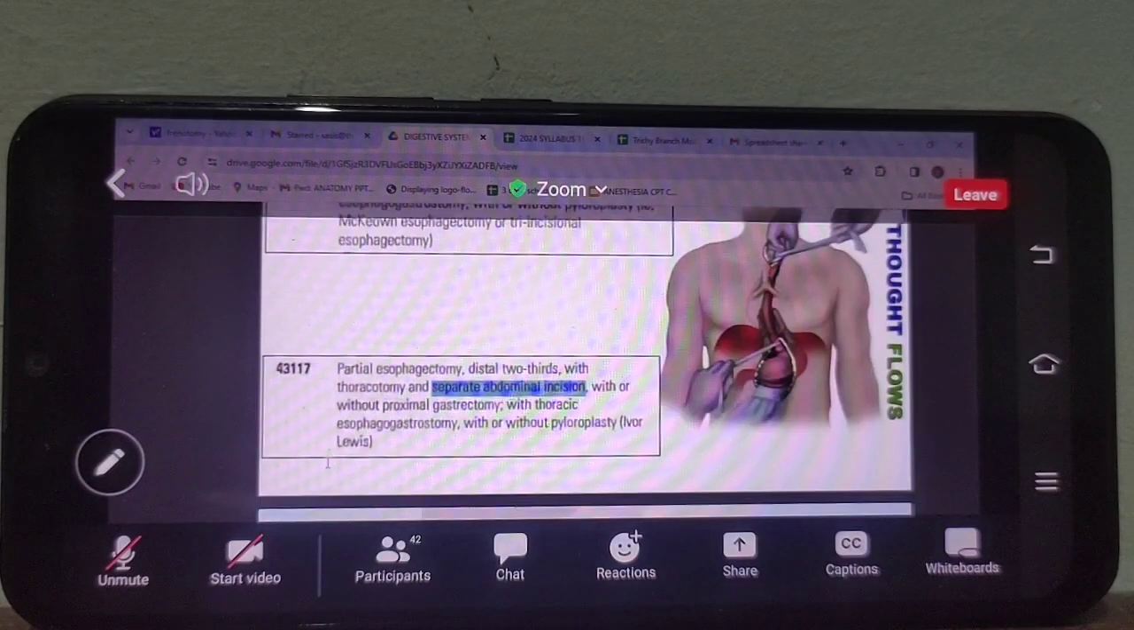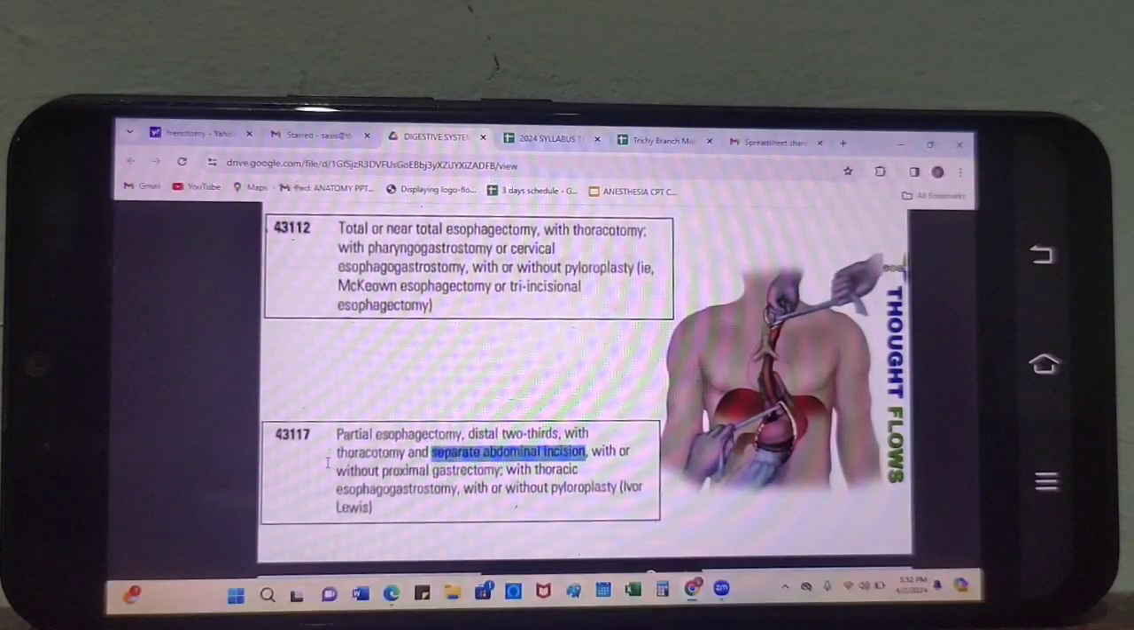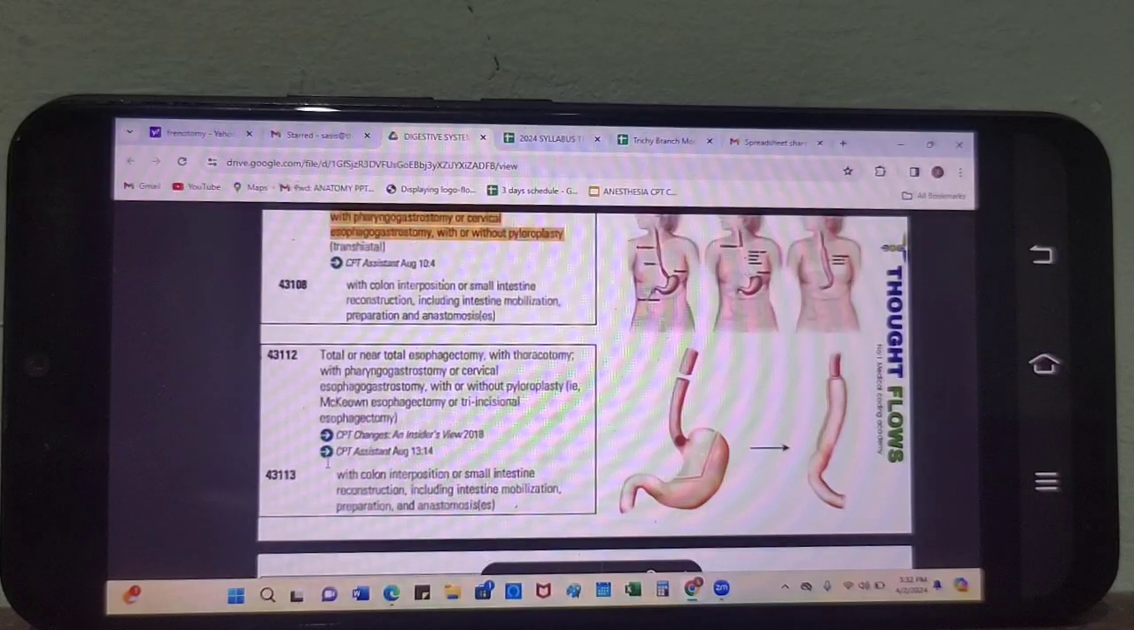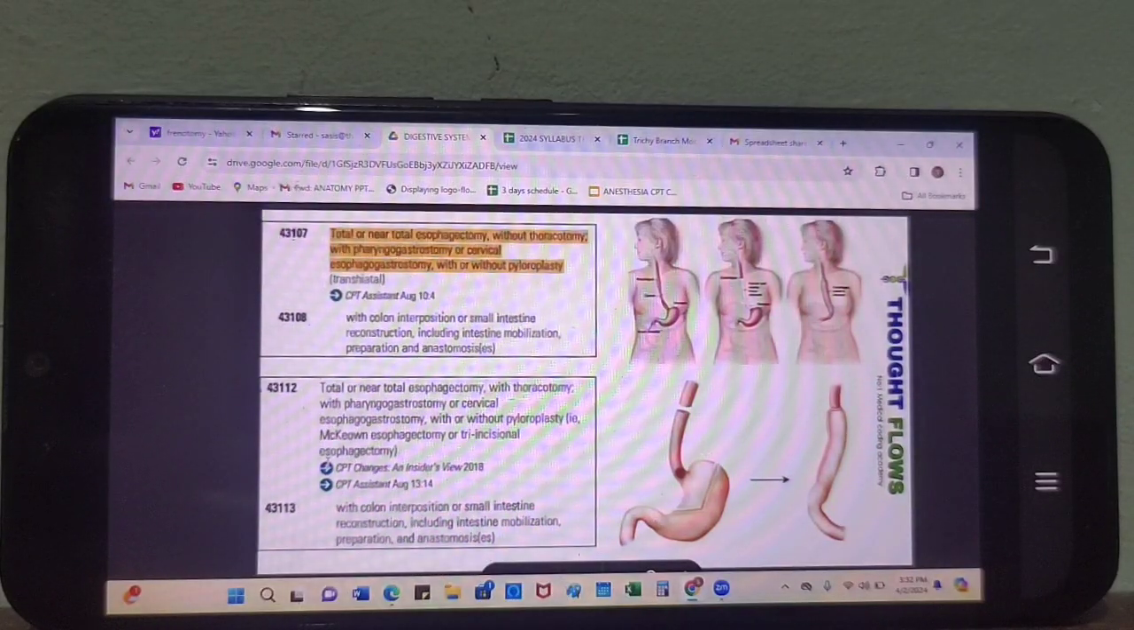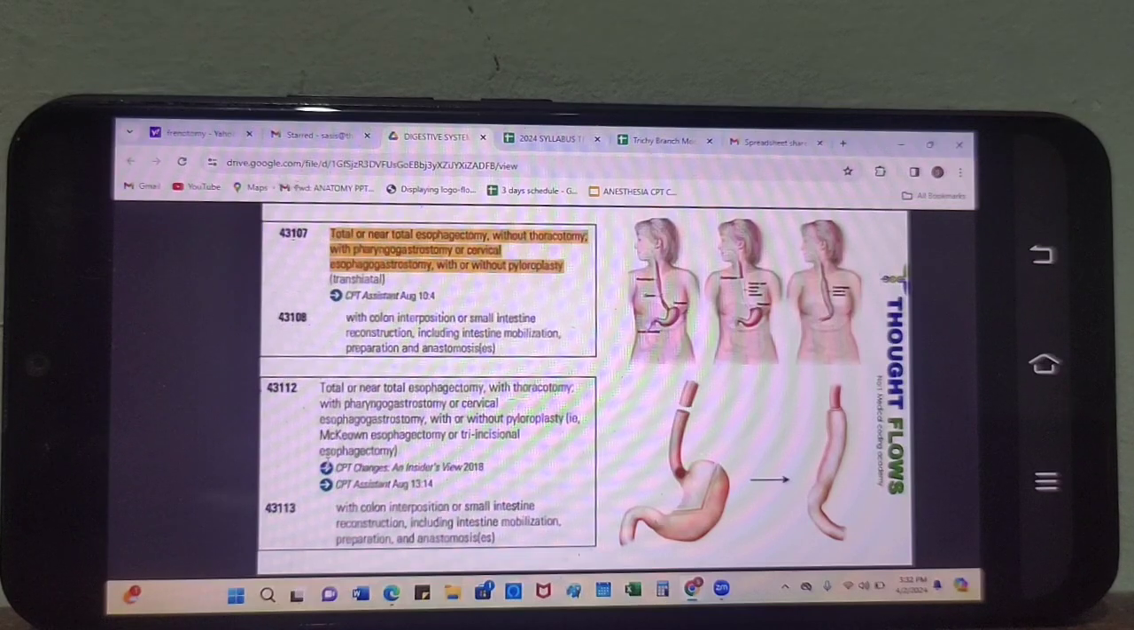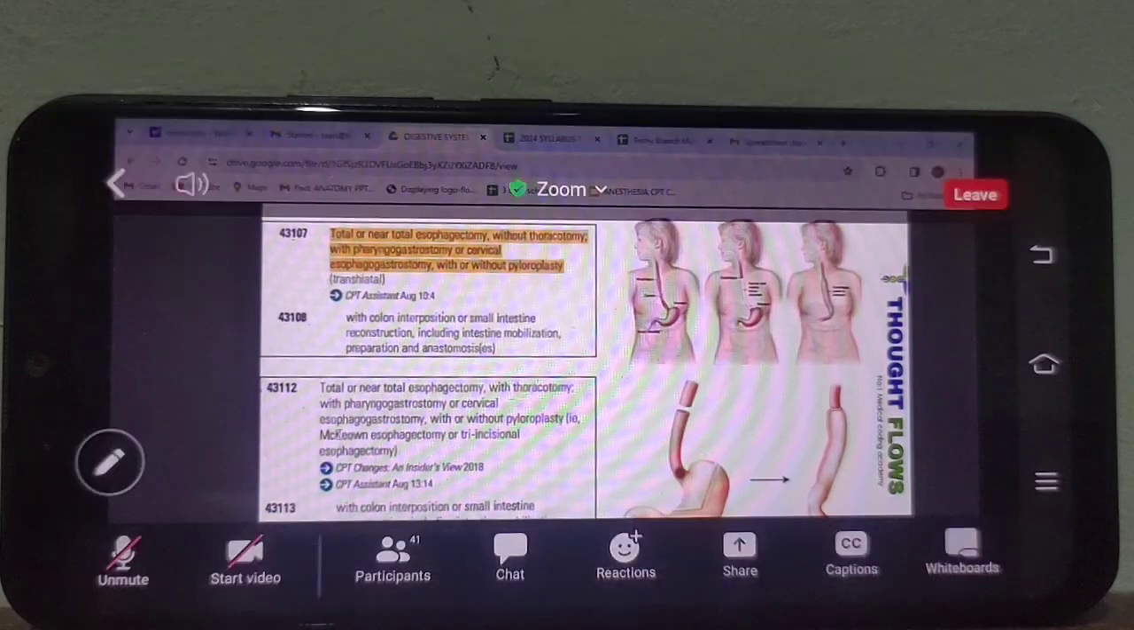Now, ma'am, one term is there, McKeown esophagectomy. What is the meaning of that? Listen. That is a procedure name. McKeown esophagectomy, that is a surgical name, the name of that surgery.